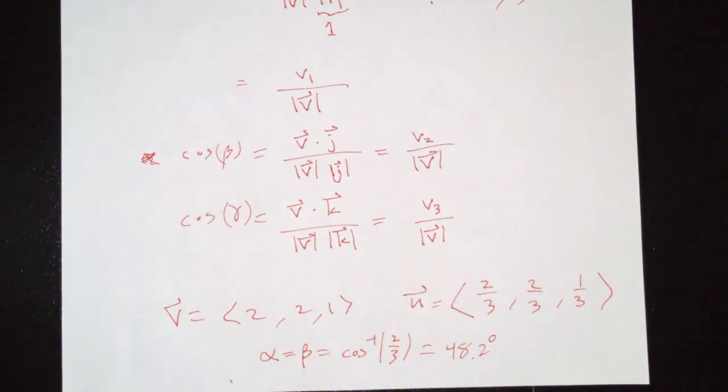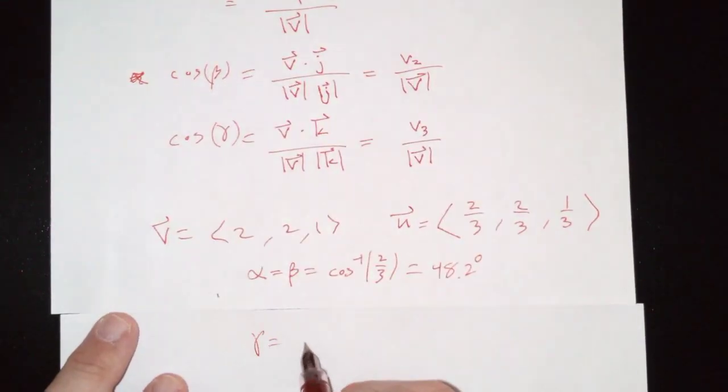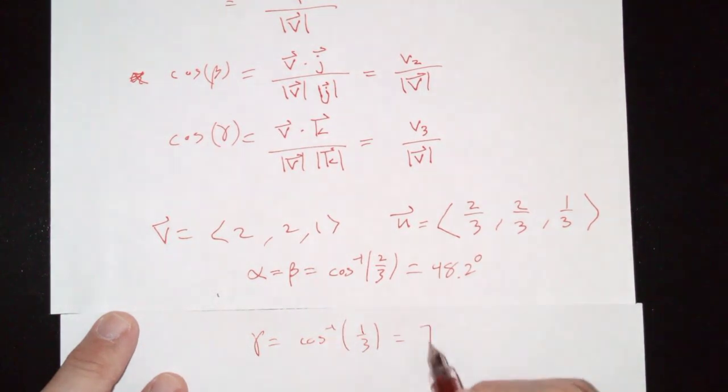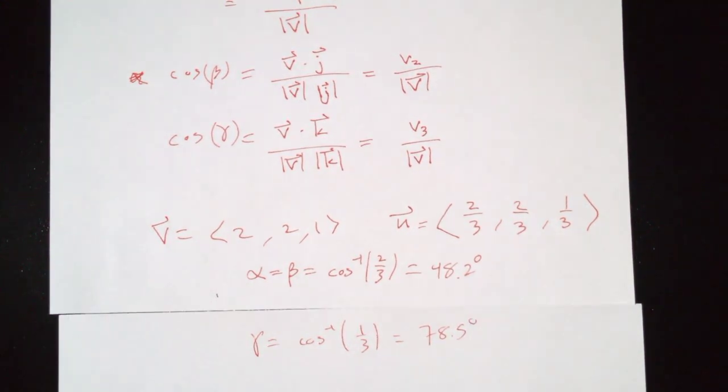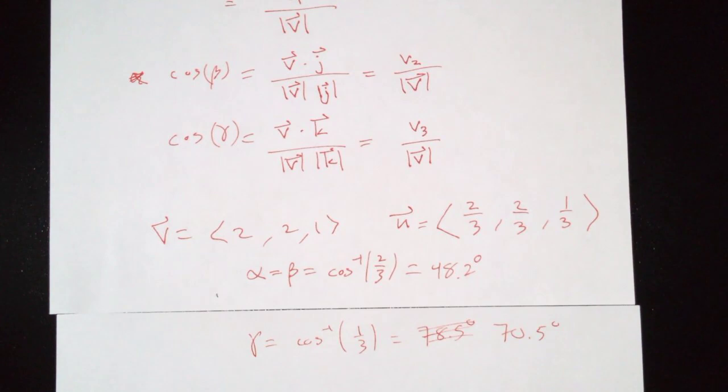And cosine inverse of 1/3 is going to be steeper. 70.5. That's gamma. Sorry, the cosine, the angle from the z-axis. What was that angle again, Ben? 70.5. Now, let me think about this for a second. Does this make sense? 70.5. So let me think about this.